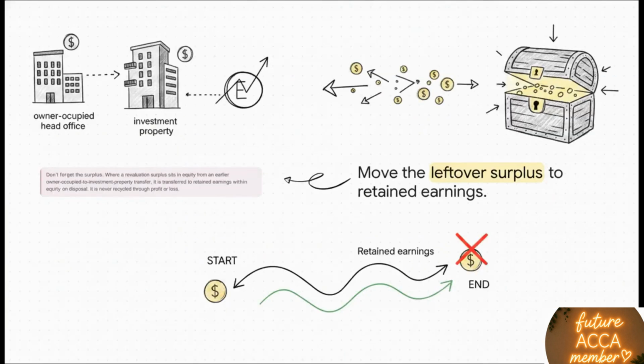But wait, here's where students usually lose really easy marks. Let's say you have a leftover revaluation surplus just sitting in your equity from years ago, back when the property used to be an owner-occupied head office. When you finally sell the property, you move that surplus straight across into retained earnings. You never ever recycle it back through profit or loss. Why? Because that profit was already technically locked in during the past, so it just quietly slides over into retained earnings on your balance sheet. No P&L impact today.